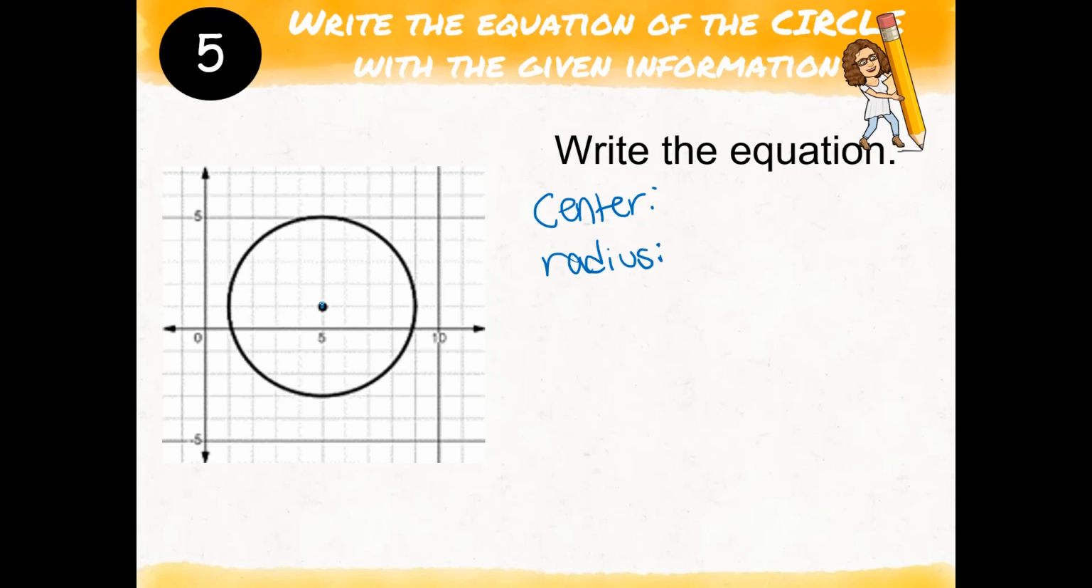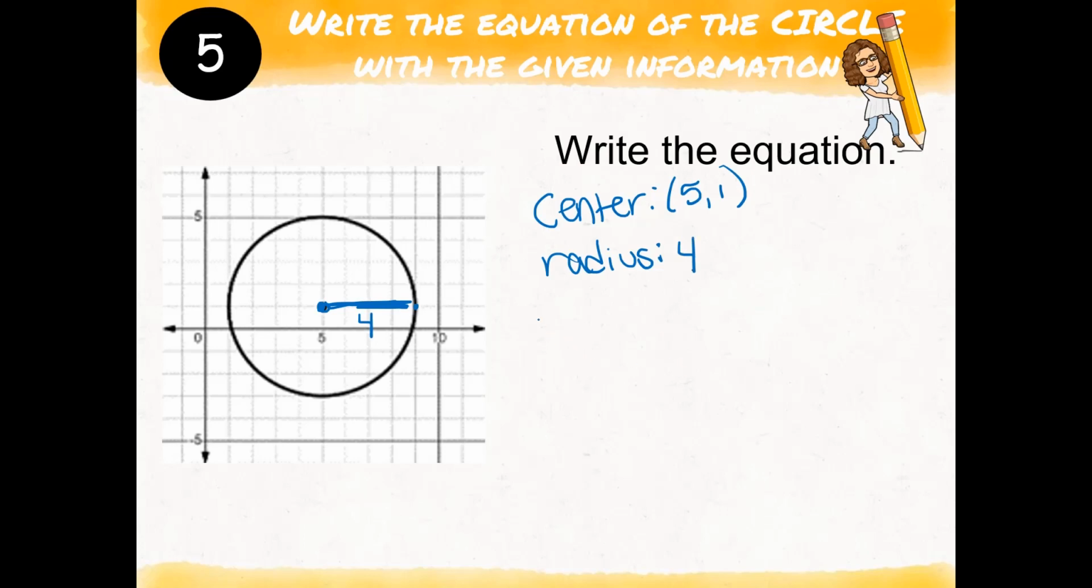Well, I immediately can find the center. It is 5, 1. So let's make notes of that. The radius then, if I count out from that, is this value right here. So that'd be 1, 2, 3, 4. It's a value of 4. So my radius is 4.